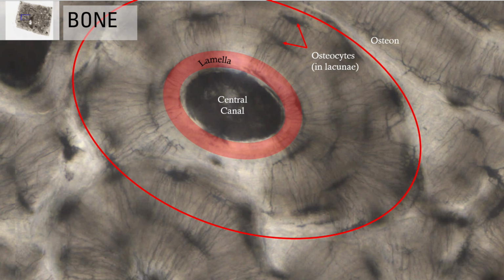Osteocytes are mature bone cells that maintain the two lamellae that they touch. Connecting the osteocytes to each other and to the central canal are a series of canaliculi that carry nutrients and wastes.